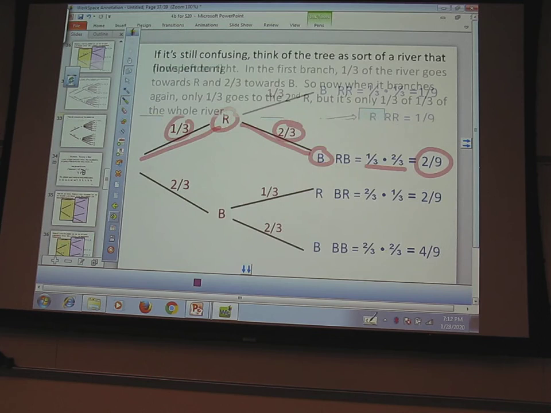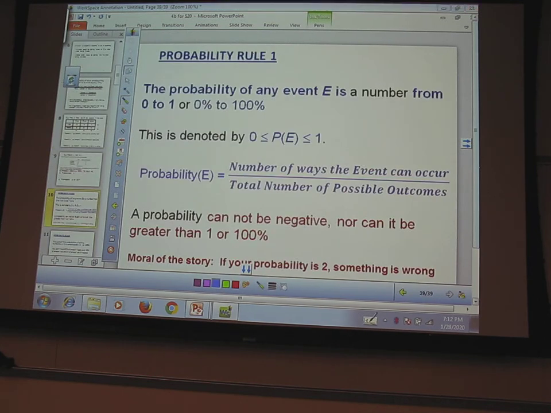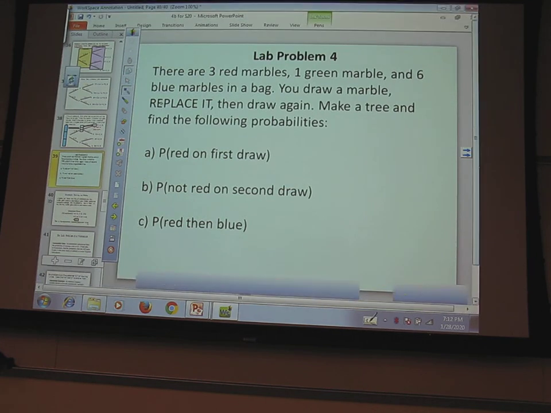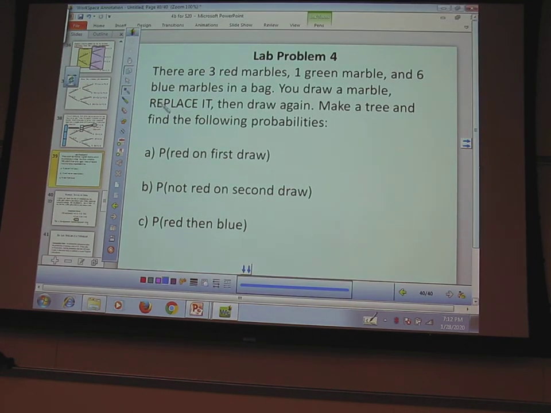All right, you guys, last thing you're going to do is lab problem 4. So do it quickly. You have literally 2 minutes to do it and 1 minute to go over it.